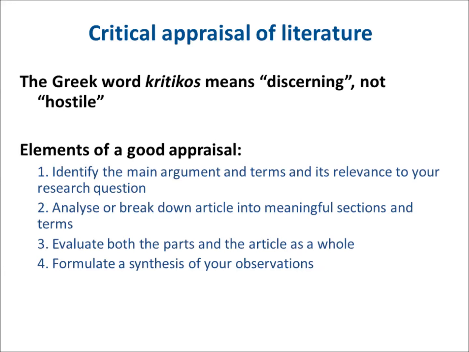There are four things to consider when you're creating a critical appraisal. First of all, you need to identify the main argument and the terms and relevance to your research question of the material that you're reading. Secondly, to analyze or break down the article into meaningful sections and terms with which you can work and manipulate. Then you need to evaluate both the parts of the article and the article as a whole, depending on the context. And finally, you need to formulate a synthesis of your observations.